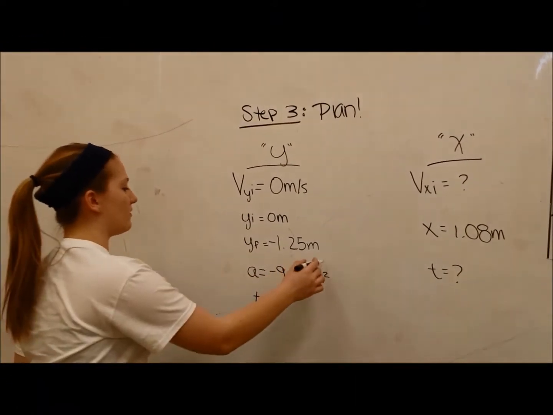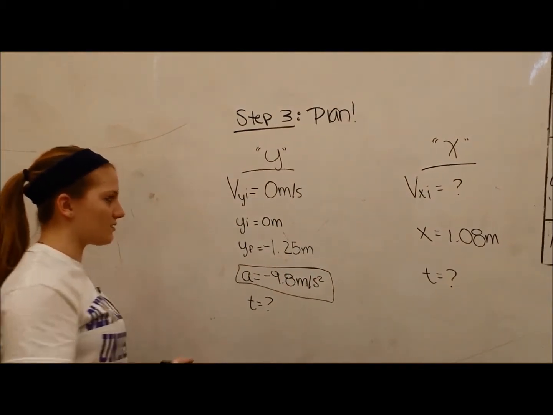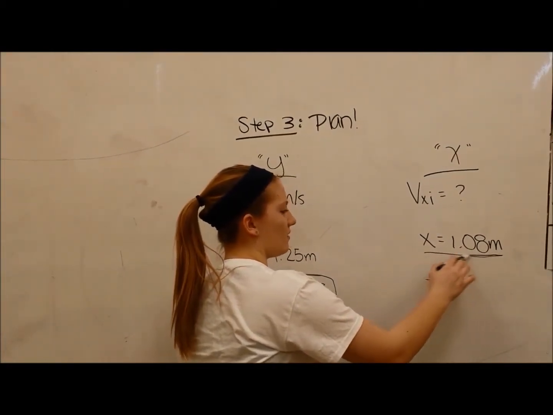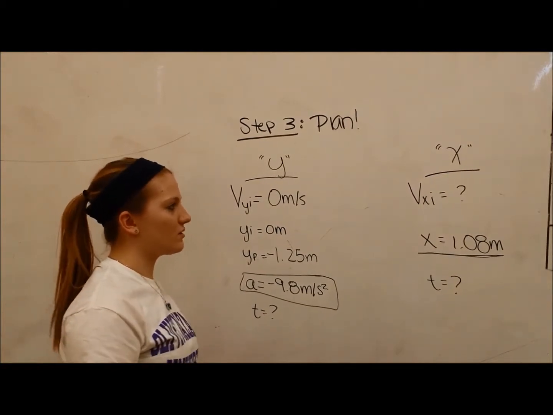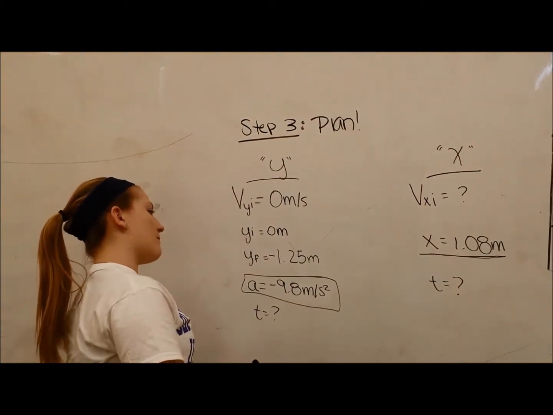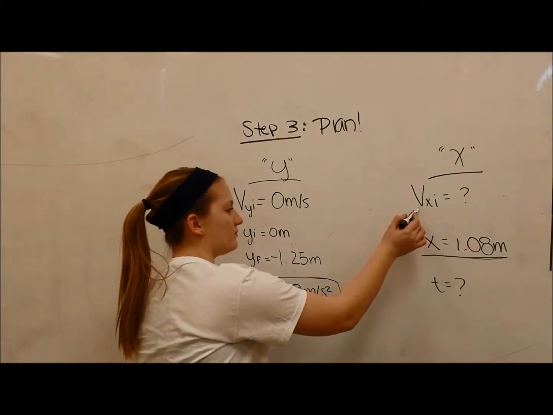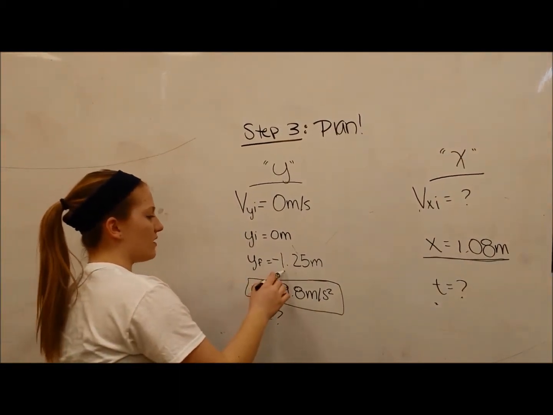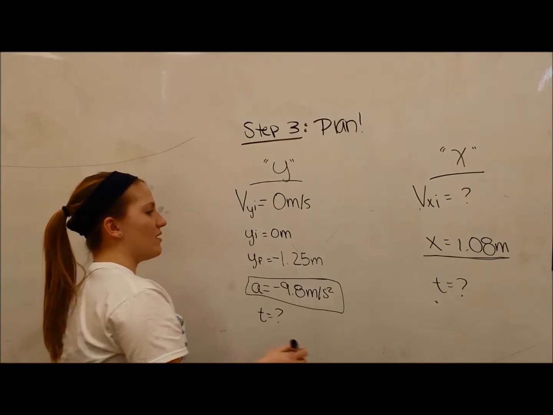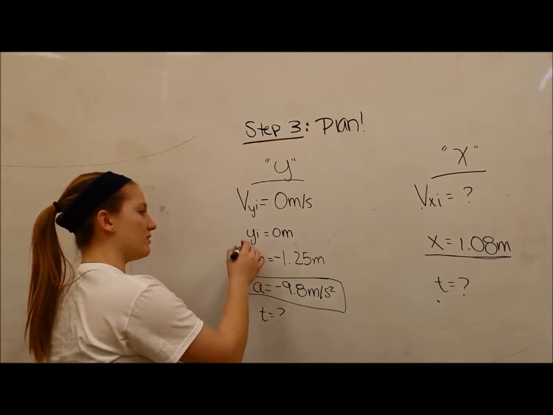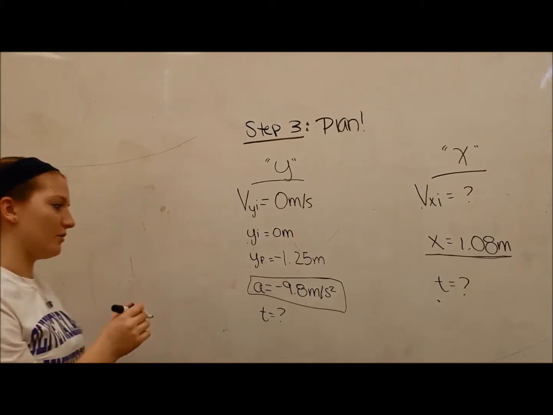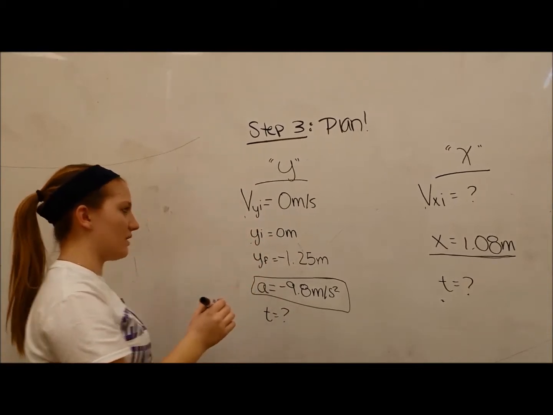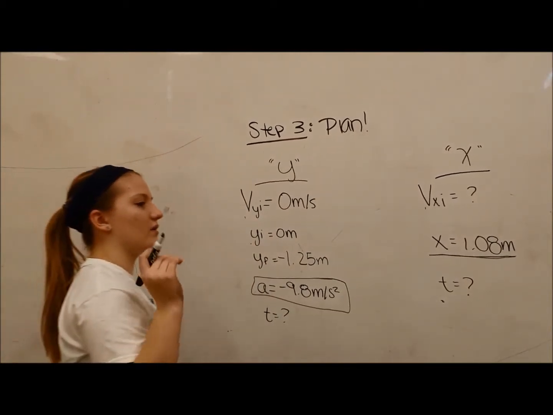We always know that acceleration is negative 9.8 meters per second squared, and because the marble hit the ground at 1.08 meters, that's our distance for x. We do not know our velocity x or our time. Our y final is negative 1.25 meters because it fell off the bookshelf. So it started at 0 and ended at negative 1.25 meters. Our velocity y initial is 0 meters per second because it's not falling down yet.